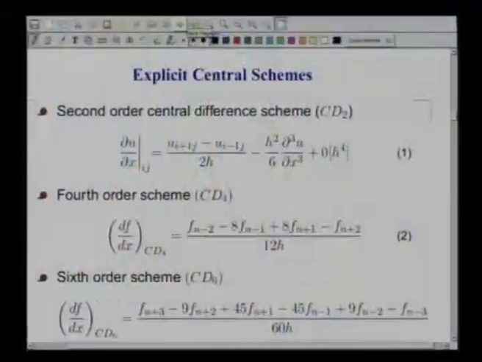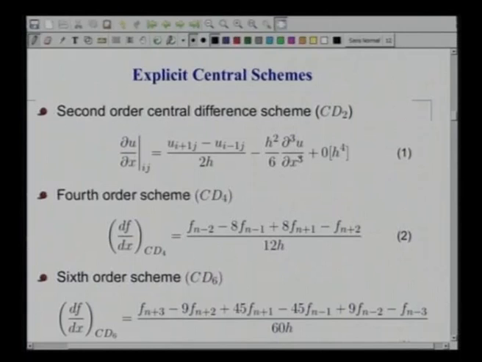For example, let us say we are interested in discretizing the first derivative term, and that is important in many physical systems. So, let us begin with the first derivative. Suppose we perform a second order central difference scheme that is given by equation 1 here, and you can see that it is related to its neighboring points, (i plus 1, j minus i minus 1, j) divided by 2h, and the highest order truncation error term is proportional to h squared by 3 factorial, and this is the third derivative, and the rest of it is order 4 and above.